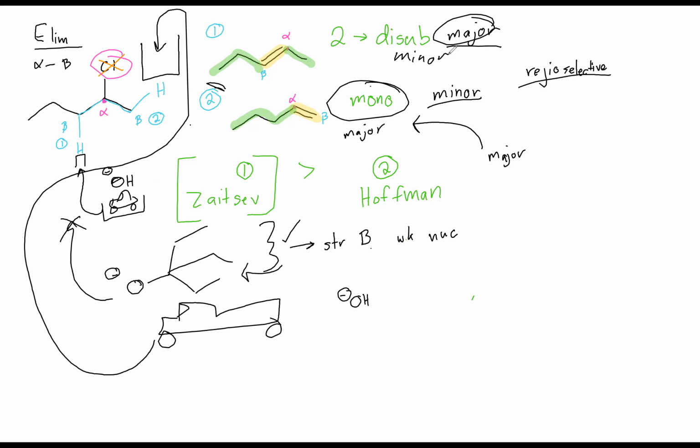Okay, awesome. So that is honestly basically the long and short of it of E1 and E2, or elimination as a whole. So let's talk about E1 and E2. E1 and E2 are very similar to SN1 and SN2. In E2, everything occurs in a single step.